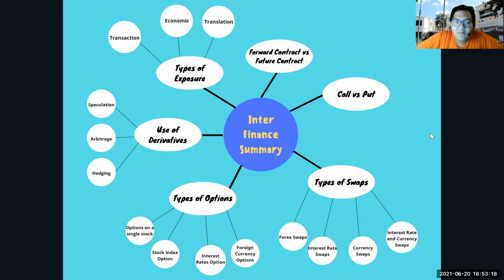that there's three types of exposure. The first one we have is the transaction exposure, which is the level of uncertainty businesses involved in international trade face. Specifically, it is the risk that currency exchange rates will fluctuate after a firm has already undertaken a financial obligation. Next one we have is the economic exposure.